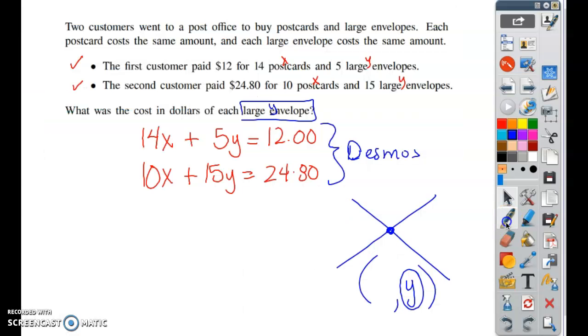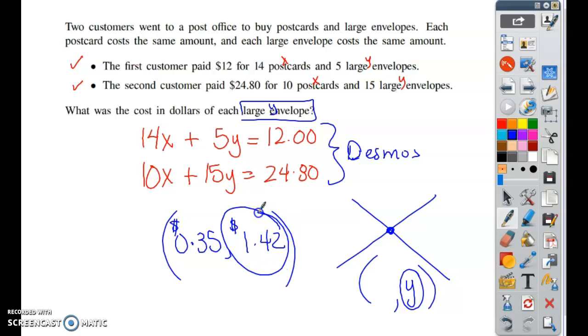So when I write it down, what was my postcards? That's how much the postcards cost. And the large envelopes are $1.42, right? And they're asking me for the large envelopes, so my answer is 1.42. That's what you would put as your answer on the test. Let's go to the next one.